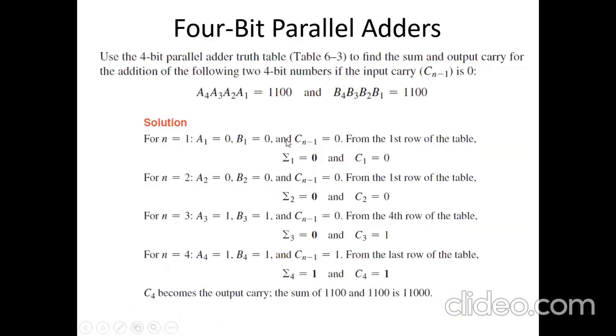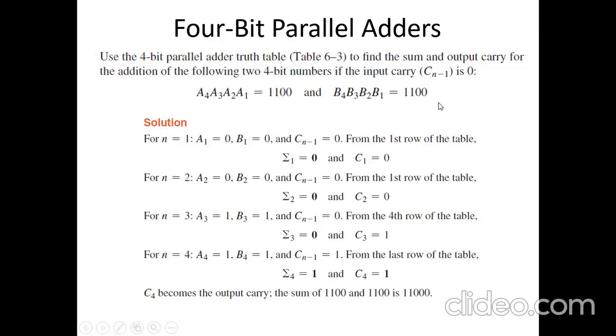So now we have determined summation 1, C1, summation 2, C2, sum 3, C3, sum 4, C4. C4 becomes the output carry, which is 1. So for the sum of these two numbers, 1100 and 1100, we take the carry first and write it down, and then we start from bit 4. So that will be 11000.